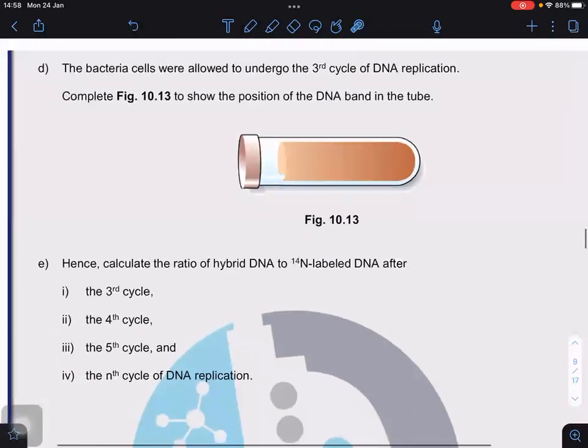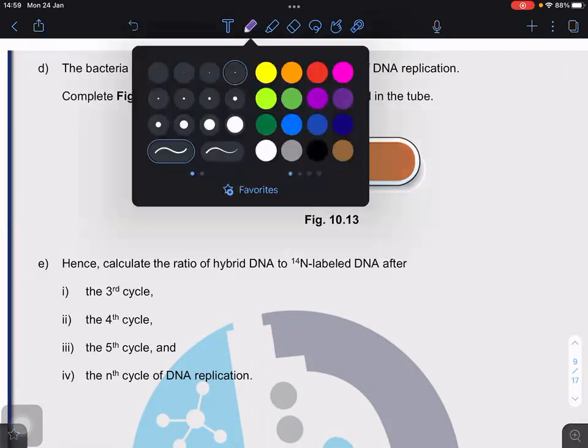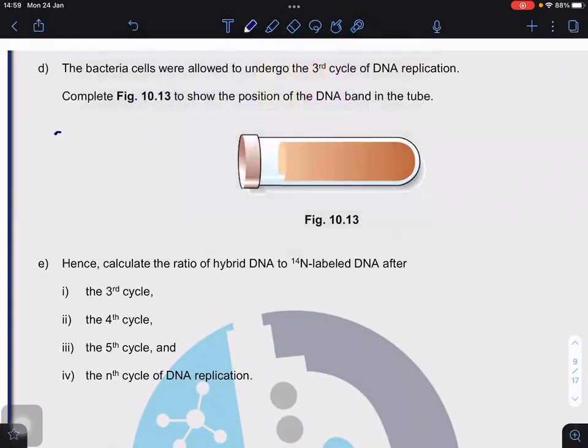So the bacterial cells were allowed to undergo the 3rd cycle of DNA replication. Complete the figure 10.13 to show positions of the DNA bands in the tube. In the 3rd cycle, always remember, 2 to the power of 3 equals 8. So 2 molecules will be hybrid, then the remaining 6 molecules will be normal or light DNA.